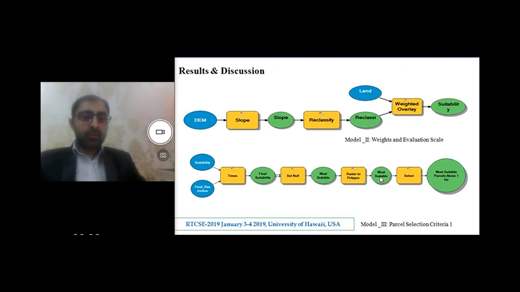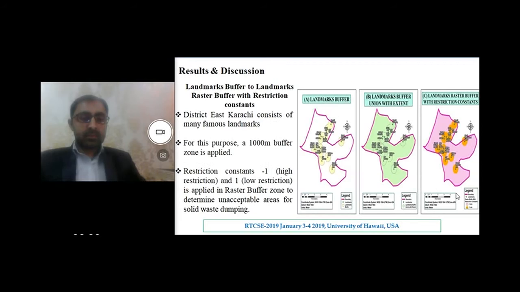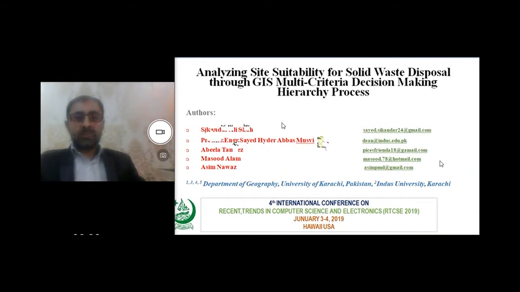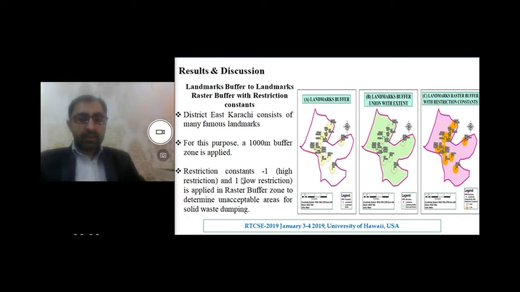Model 1 and model 2 data we have combined here, and we have applied the tool to get the final suitability. We have got the most suitable parcel, then again the most suitable parcel, which is above 1 hectare. District East Karachi consists of many famous landmarks. For this purpose, we have applied the 1000 meter buffer zones on the landmarks.